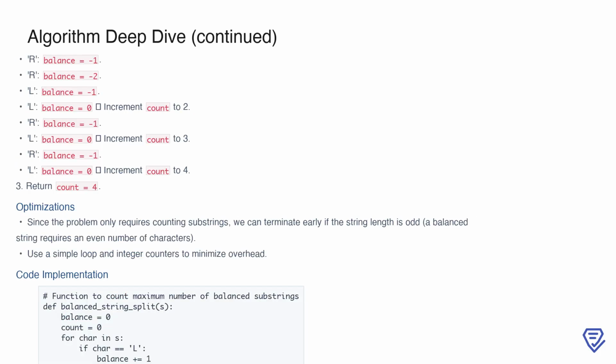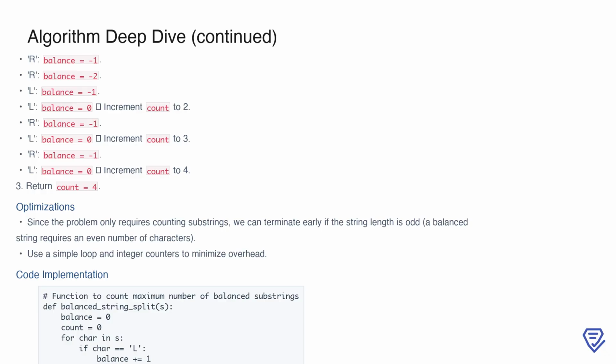To see the algorithm in action, consider the input string RLRRLLRLRL. We start with balance and count both initialized to 0. Processing the first character R decreases balance to -1. When we encounter L, balance returns to 0, indicating a balanced substring, so we increment count to 1. The same process continues, 2 R characters decrease balance to -2, and 2 L characters bring it back to 0, forming another balanced substring and increasing count to 2.